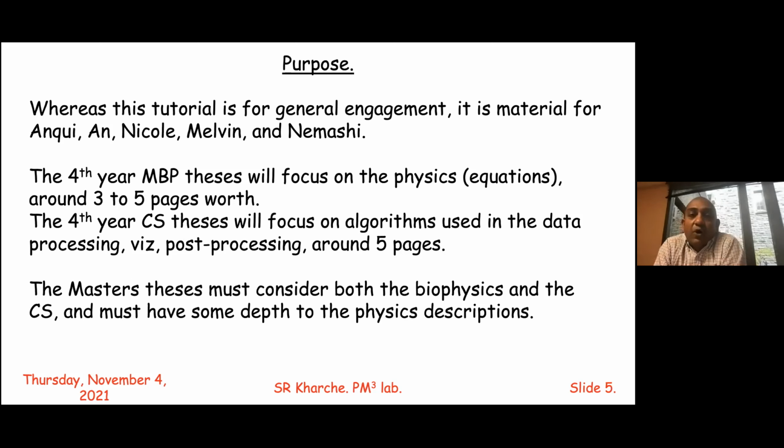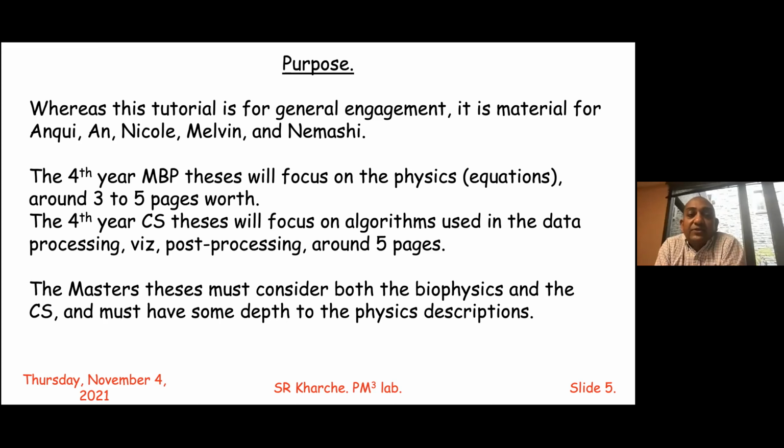The purpose of this tutorial is for general engagement. As we just saw in the introductions, we have at least three departments across the university and Lawson involved here. And so in this interdisciplinary environment, I'm looking for general engagement with a focus on a specific part of the modeling, that is boundary conditions, but it is also material for our fourth year as well as Nemashi's thesis.